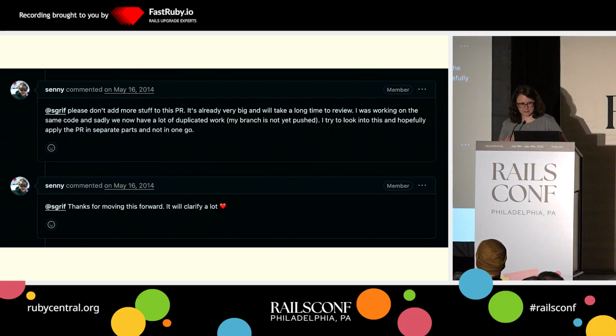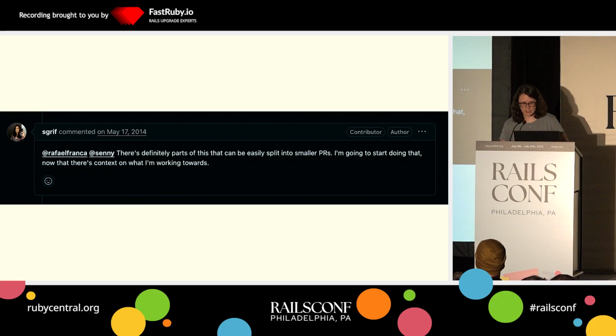The maintainer of ActiveRecord wrote, please don't add more stuff to this PR. Please don't. Sage was only trying to refactor how typecasting worked in ActiveRecord, but like how we talked about earlier, its behavior leaked everywhere. This first pull request was way too big and way too complex. Soon after, Sage was invited to Basecamp, where the maintainers of Rails chatted about working on the project. Sage worked through that summer in 2014 and into the fall, making small refactor after small refactor.